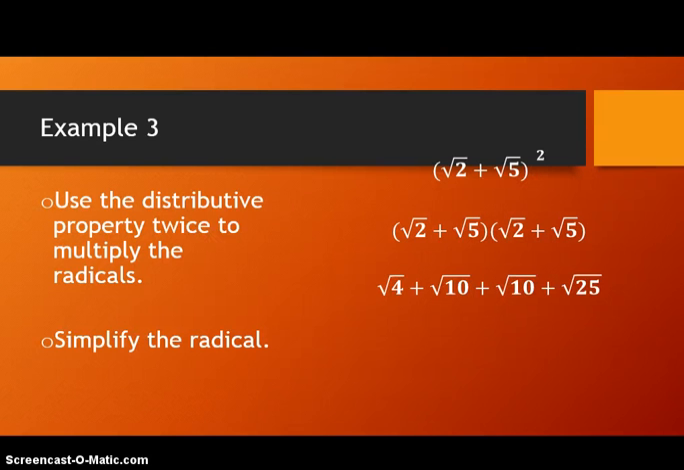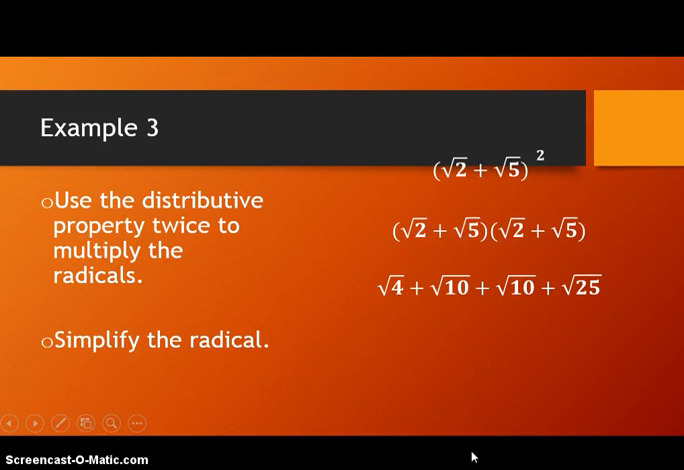So here, when you do the square root of 2 times the square root of 2, you get the square root of 4. Square root of 2 times the square root of 5 is the square root of 10. Square root of 5 times the square root of 2 is the square root of 10. And then square root of 5 times the square root of 5 is square root of 25.